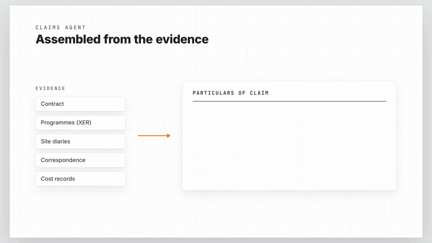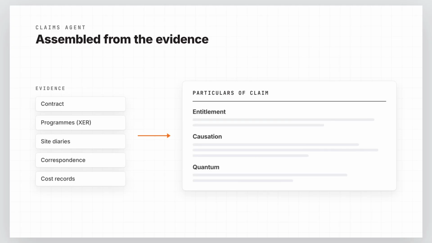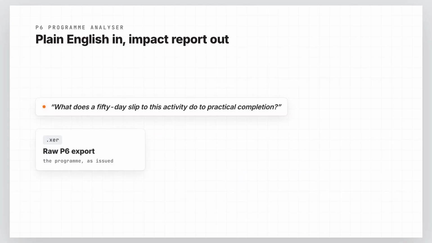We built a claims agent as well, which helps produce claims. It works from whatever you supply: the contract, programs in XER format, site diaries, correspondence, and takes all of it into account when drafting the claim, entitlement, causation, and quantum, each assembled from the evidence. And there's a P6 program analyzer.